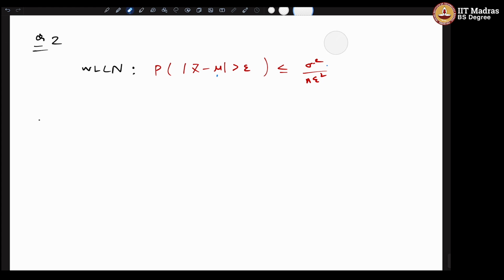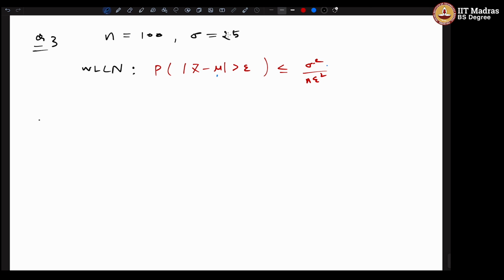Okay, I'm keeping this weak law of large numbers expression here because we are again going to use that. So now we are solving question number 3, in which our n is given as 100. A random sample of size 100 is collected from a population with a standard deviation of 25. So this standard deviation is given, which is 25.